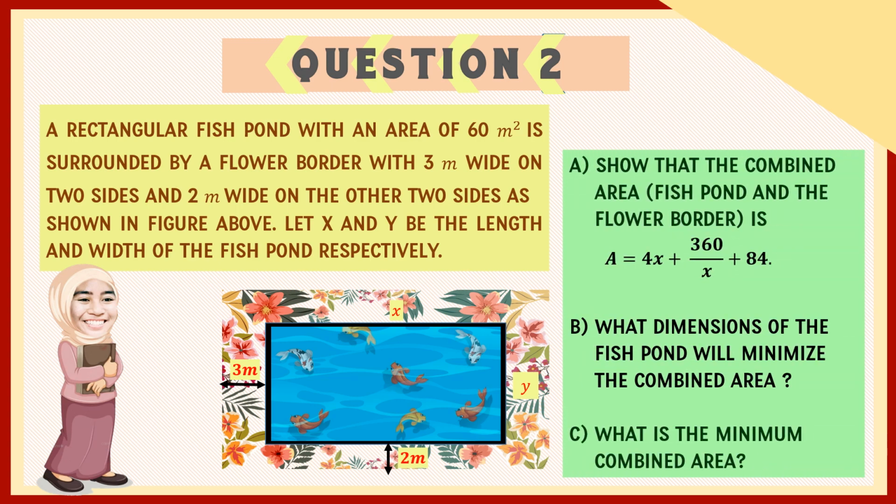For this question 2, we have 3 questions to ask. First, show that the combined area of the fish pond and the flower border is equal to 4x plus 360 over x plus 84. For B, what dimensions of the fish pond will minimize the combined area? For C, what is the minimum combined area?